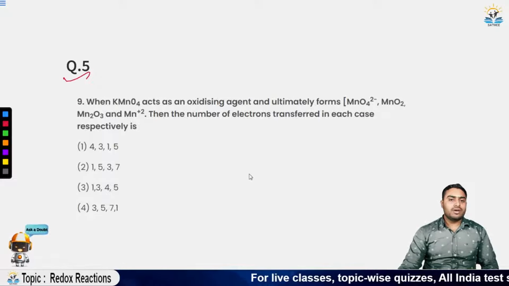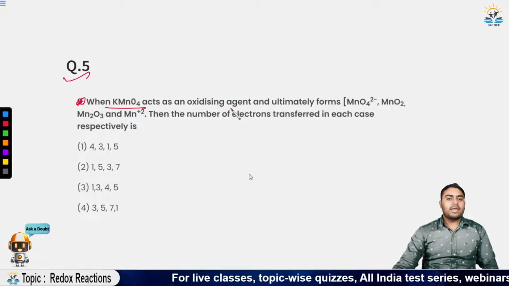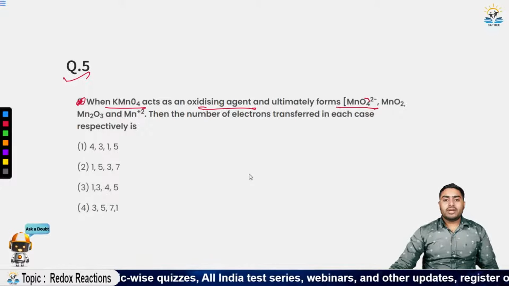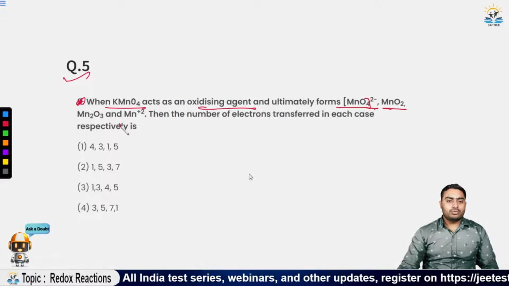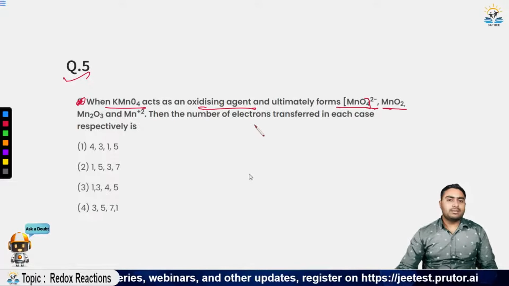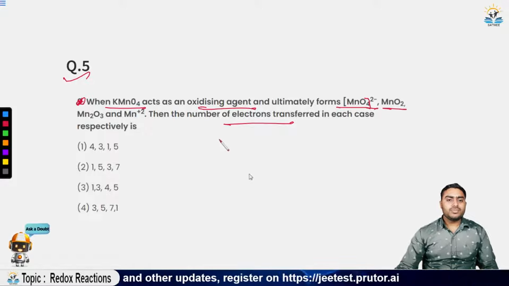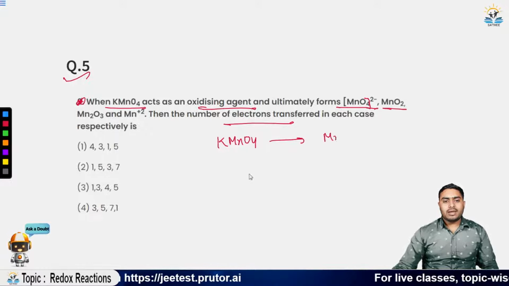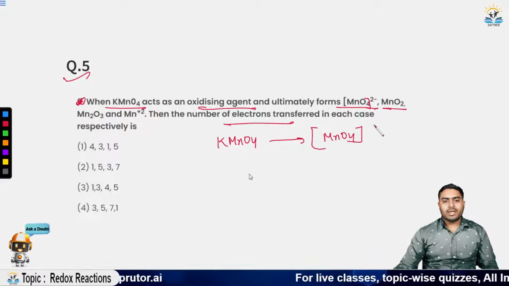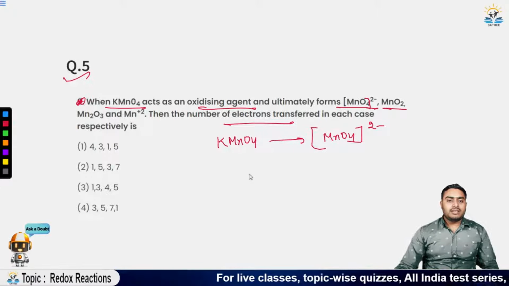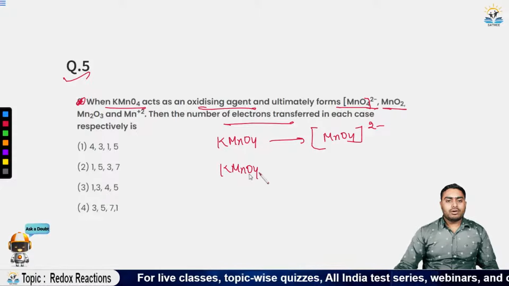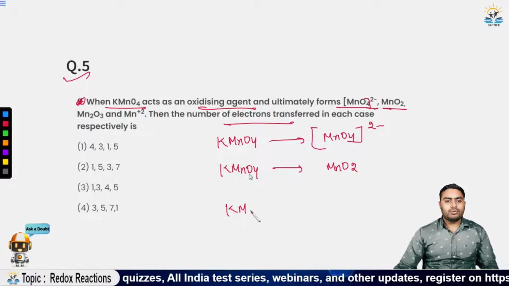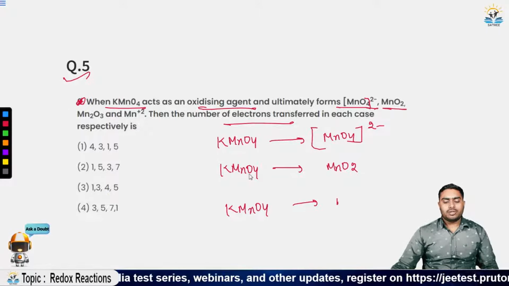Let's go to question number 5. When KMnO4 acts as an oxidizing agent and ultimately forms MnO4 2-, MnO2, Mn2O3, and Mn2+. Very simple. The number of electrons transferred in each case. So KMnO4 is undergoing MnO4 2-. Then in the second case, KMnO4 forms MnO2. Third case, KMnO4 forms Mn2O3.